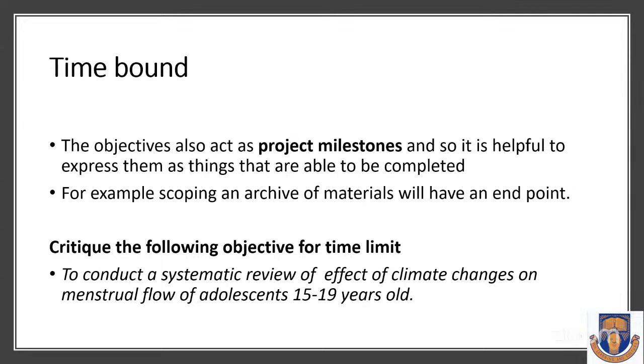So you must have a piece of work to do within a period of time. For example, let's look at this reference. It says to conduct a systematic review of the effect of climate change on menstrual flow of adolescents 15 to 19 years old. If you look at specificity, it's clear. If you look at measurability, it's clear. There's a systematic review. If you look at reliability, it's going to use systematic review instruments. The headache now is time. It wants to look at the effect of climate change on menstrual flow. Which climate change? Is it since the world was formed, or is it climate change in the last 5 years, or is it climate change in the last 10 years?